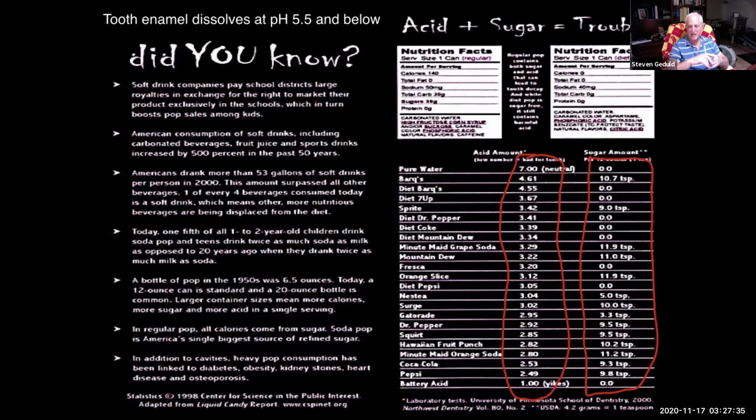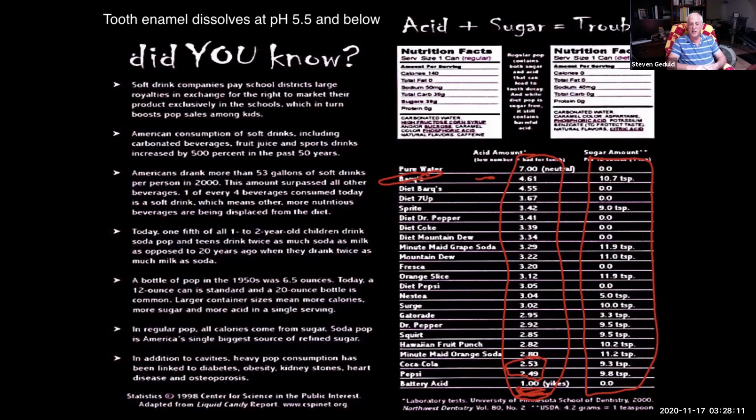Battery acid has a pH of 1. Now, pH is a logarithmic scale, which means it goes up by 10 or down by 10 every time. So from 7 to 4, 7 goes to 6 is 10. 6 goes to 5 is 100. 5 goes to 4 is 1,000. So the 1,000-fold difference between natural water and Barks root beer. Okay, it's 4.1. Look at Coca-Cola. Look at Pepsi. 2.53. It's 1/10 the strength of battery acid.